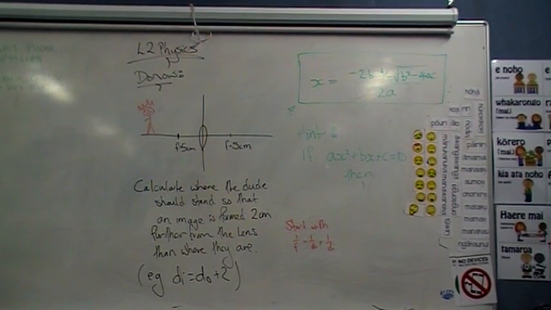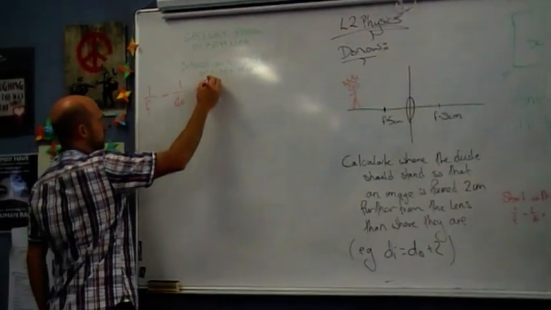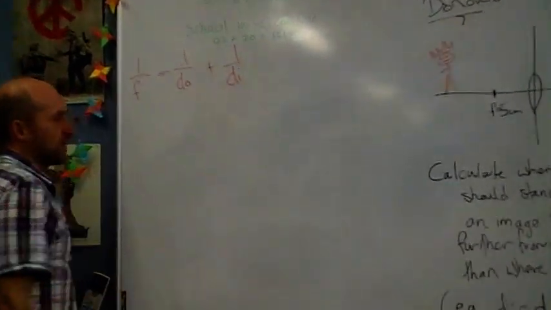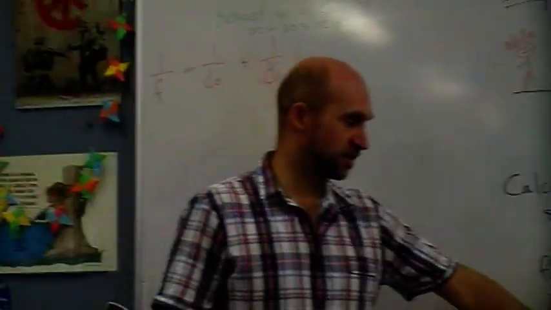So we've got 1 over f, both ways. 1 over f is 1 over do plus 1 over di. And in both cases, we recognise that di is do plus 2.